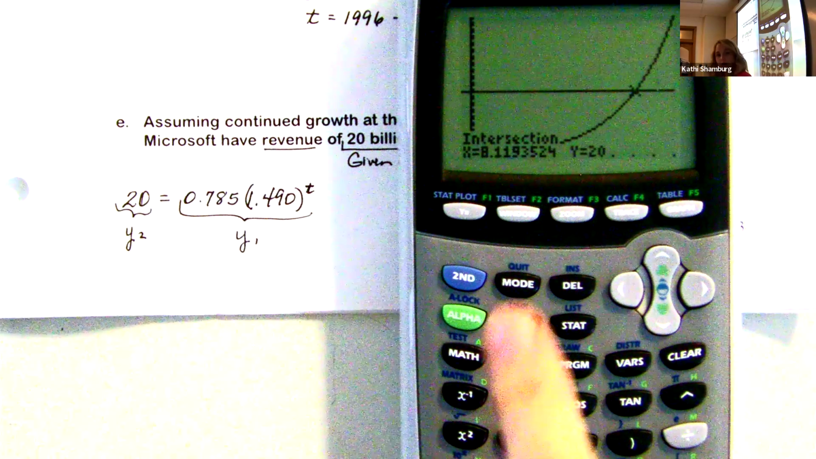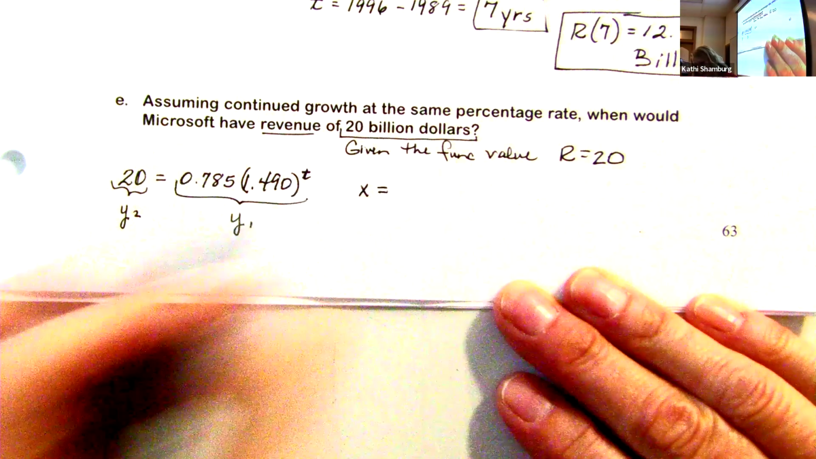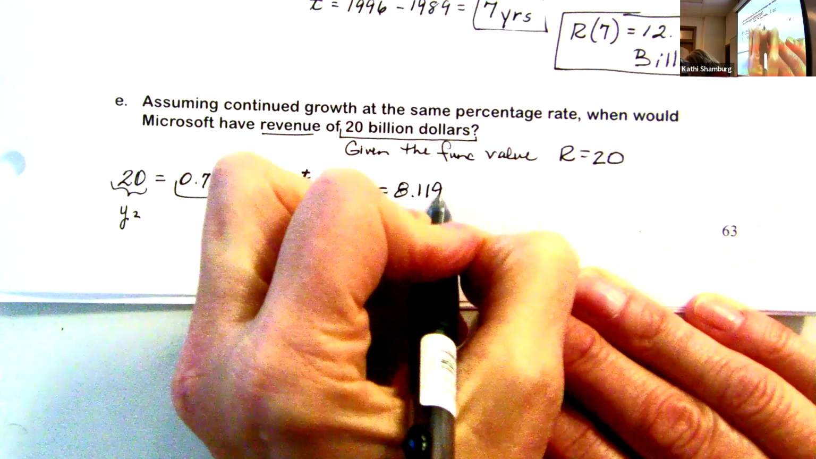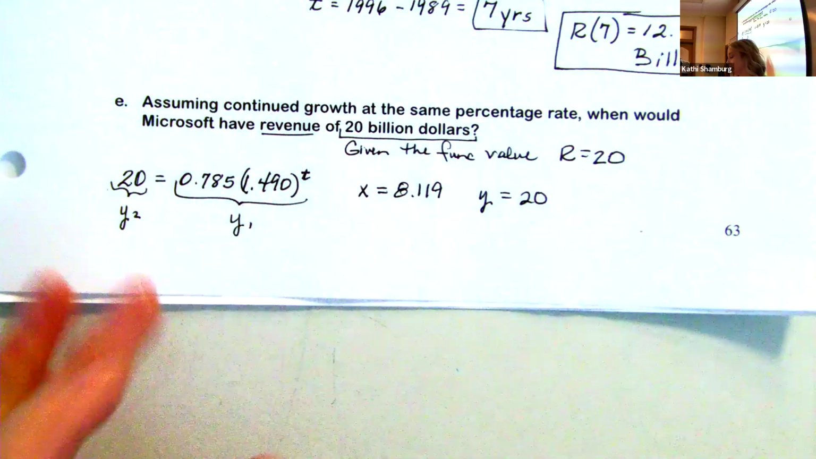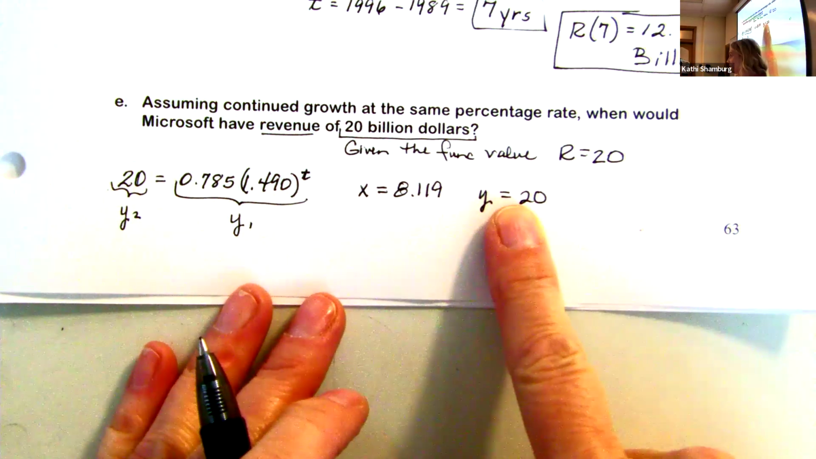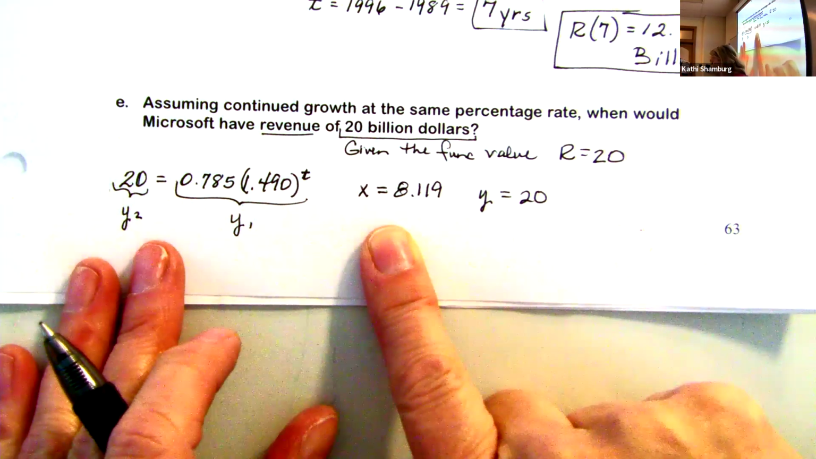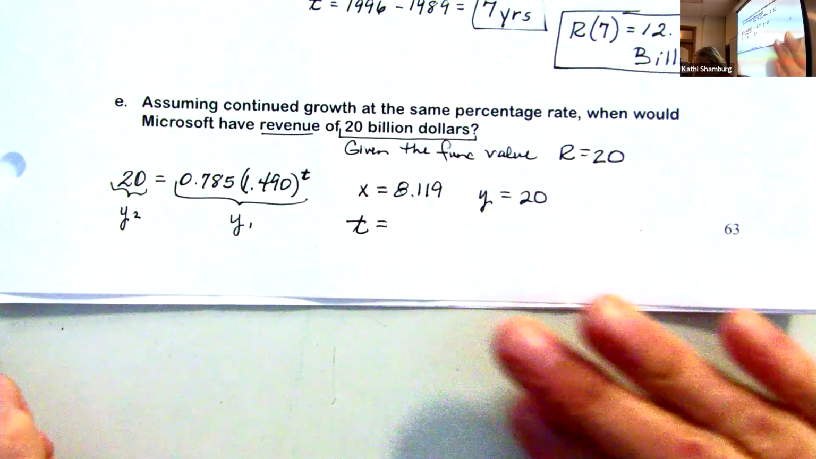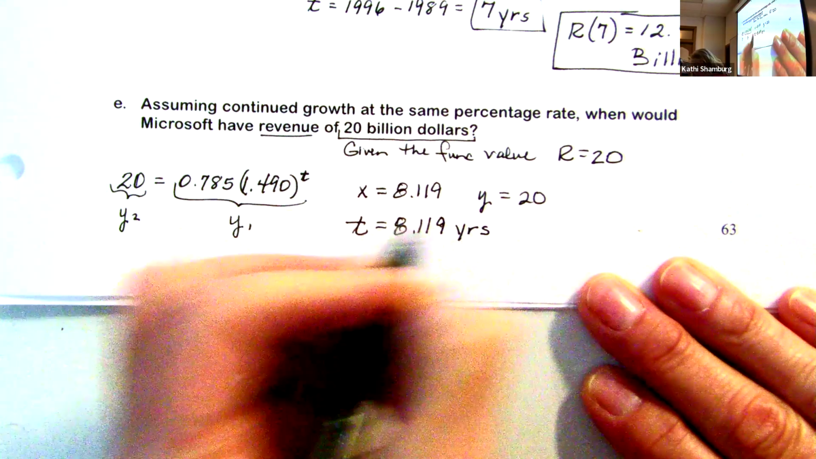All right, so I'm gonna write down what it tells me is my intersection. And I get X equals 8.119 and I get Y equals 20. We should know this is my variable and this is my function, right? It gave me the function, that's why those are the same. In relationship to this problem, instead of the letter X, what will I change that to? You can see up above that T is our variable, and that would be 8.119 years.